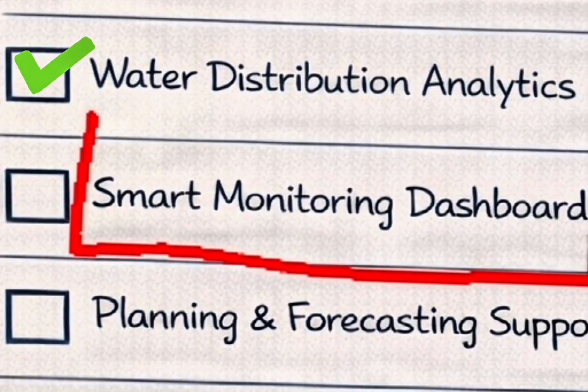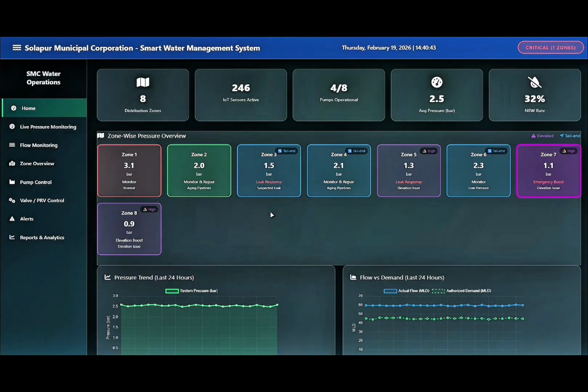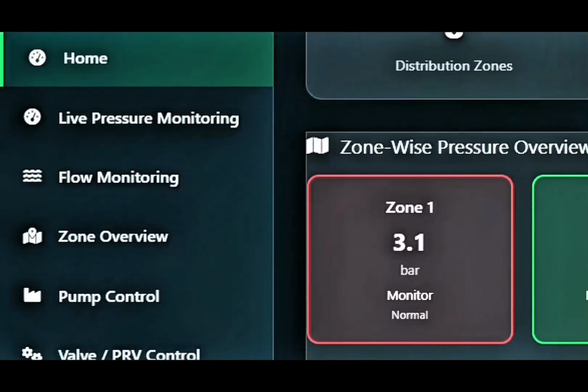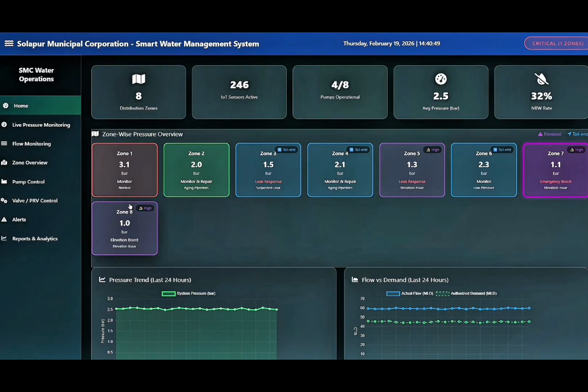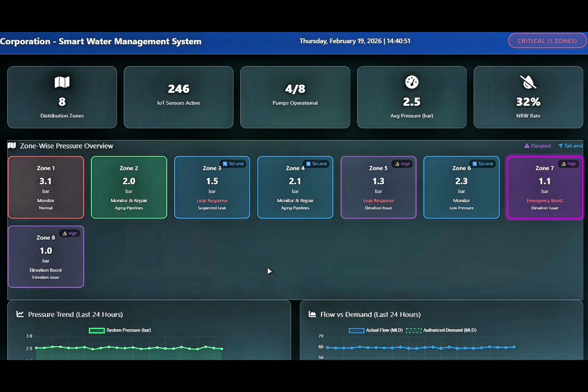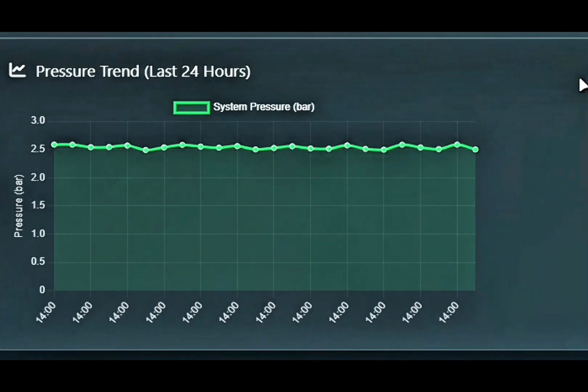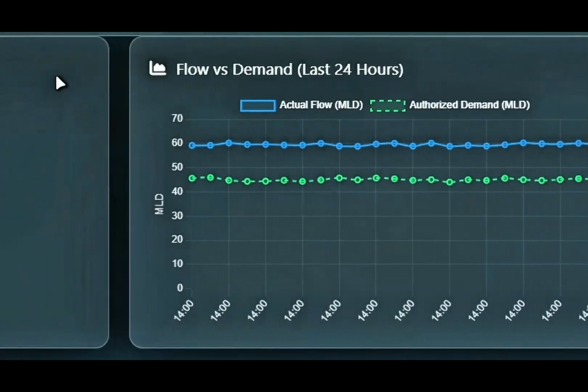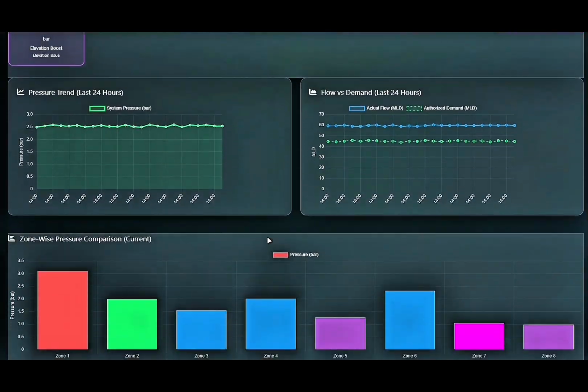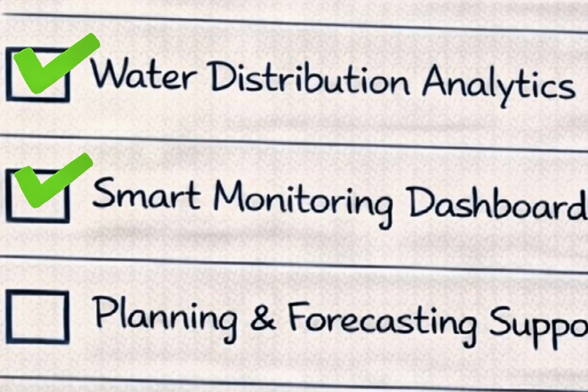We'll move to the fourth objective, the Smart Monitoring Dashboard. This is a unified interface integrating live pressure, flow, analytics, and alerts. Key metrics such as zone status, pump performance, average pressure, and NRW rate are visible at a glance. Real-time trends and highlighted critical alerts enable quick, informed decisions. With integrated monitoring and alert management, the fourth objective is achieved.